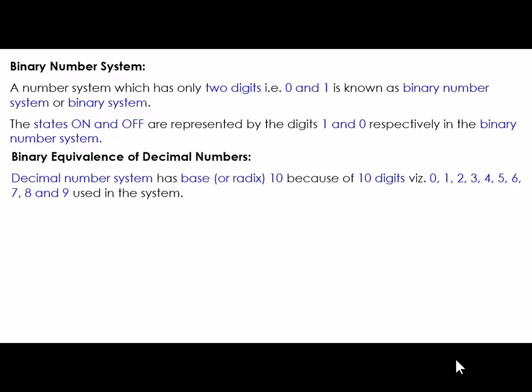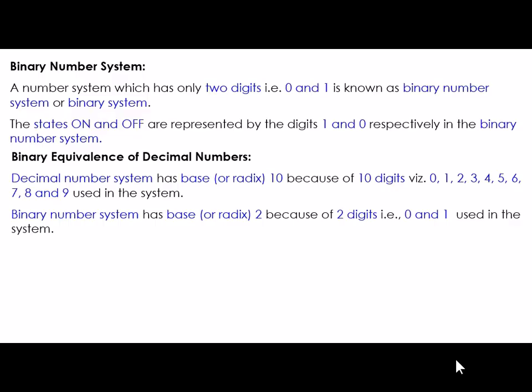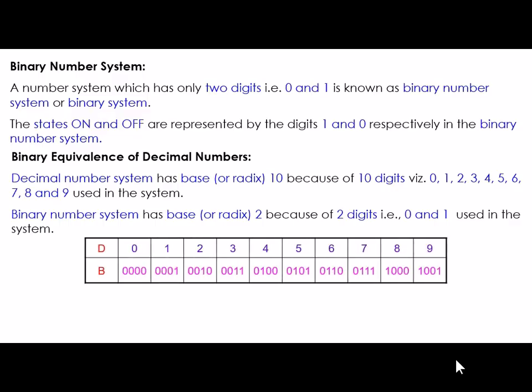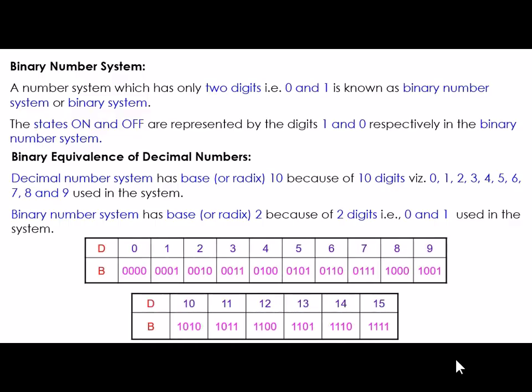So we must convert one decimal number into a binary number before feeding it to digital electronics or a digital circuit such as a computer. And there is a way to convert that. We are not going to discuss that way, but for the sake of understanding, this is the table representing the relation between a decimal number and a binary number.